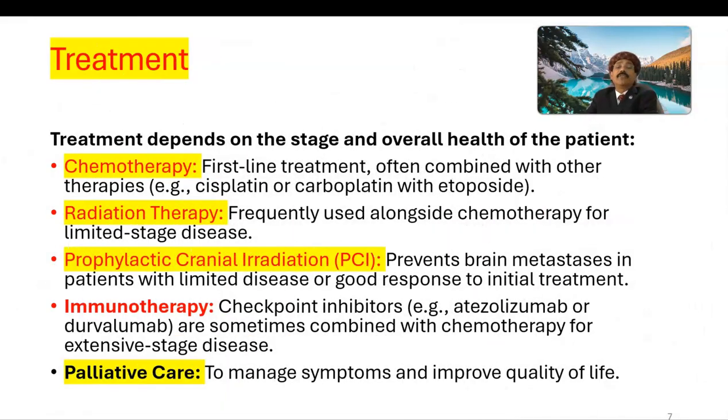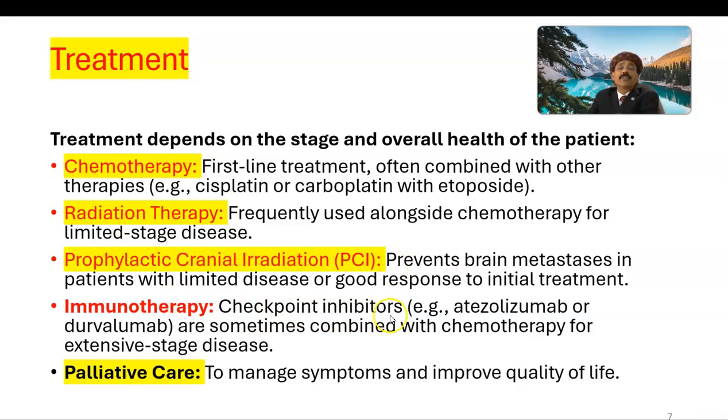Treatment depends on the stage and overall health of the patient. Chemotherapy is the first line treatment, often combined with other therapies: cisplatin or carboplatin with etoposide are the chemotherapeutic drugs. Radiation therapy is frequently used alongside chemotherapy for limited stage disease. Prophylactic cranial irradiation prevents brain metastasis in patients with limited disease or good response to initial treatment. It may not always be possible to prevent brain metastasis.